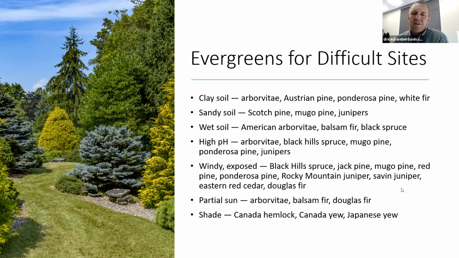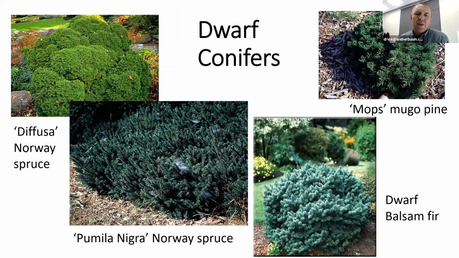If you've got partial sun conditions and possible shade conditions, there are the yews, the different varieties of yews, and Canada hemlock that thrive in almost completely shaded conditions. All right, so with that, we've reached this step here. Those are some general conditions. I'm going to turn the time over to Robin, and she's going to go through several slides of a lot of really great dwarf conifers that are going to work for smaller landscapes.